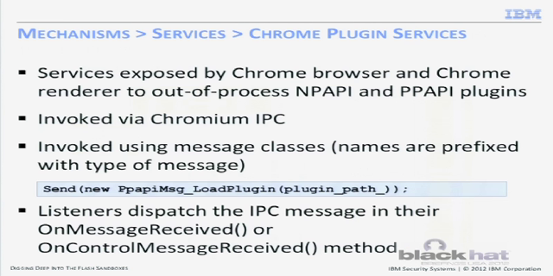So the second set of services we'll discuss is the services exposed by the Chrome browser process and the Chrome renderer process to out-of-process NP API and PP API plugins. These are invoked via Chromium IPC. In the Chromium source, you will notice that invoking these services involves instantiating message classes. In this case, this is the instantiation of the PP API message log plugin message class, and the resulting class instance is passed to a send method.